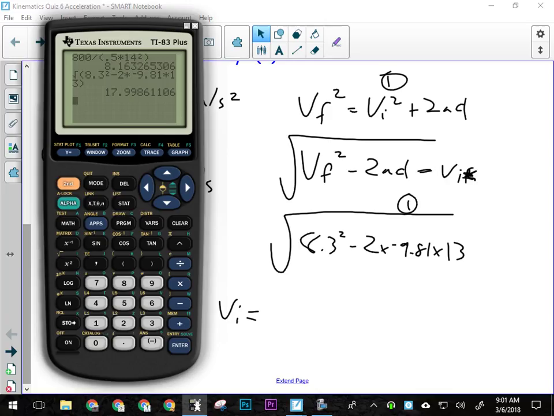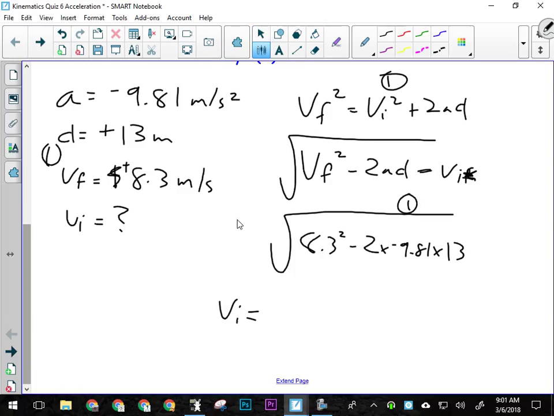All right, so our initial velocity was 18 meters per second. Up. They must have the up in order to get that mark.